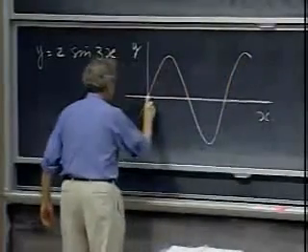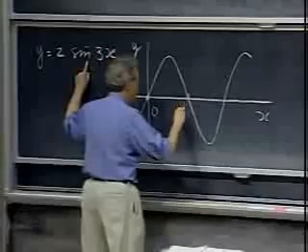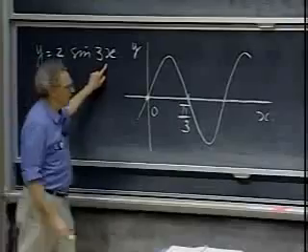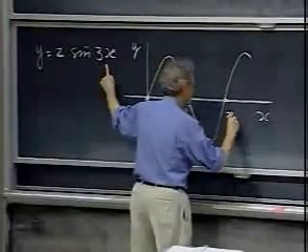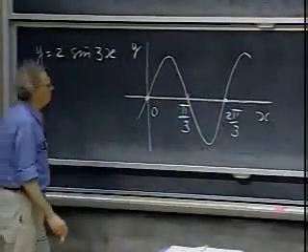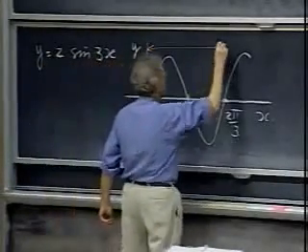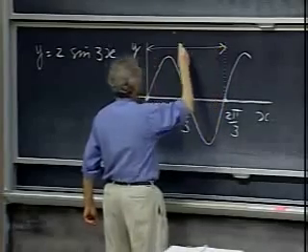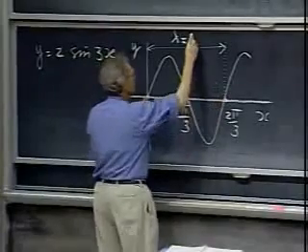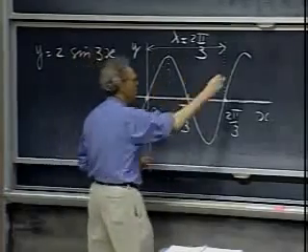This is 0, when the sine is 0. This is pi divided by 3. And this is 180 degrees, and it's again 0. This is 2 pi divided by 3. It's again 0. And lambda, which we call the wavelength, in this case, is from here to here. That is 2 pi divided by 3. It's, of course, also from here to there.